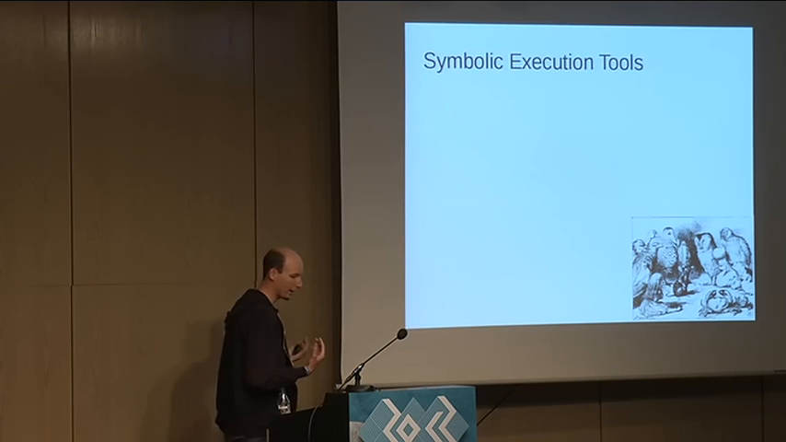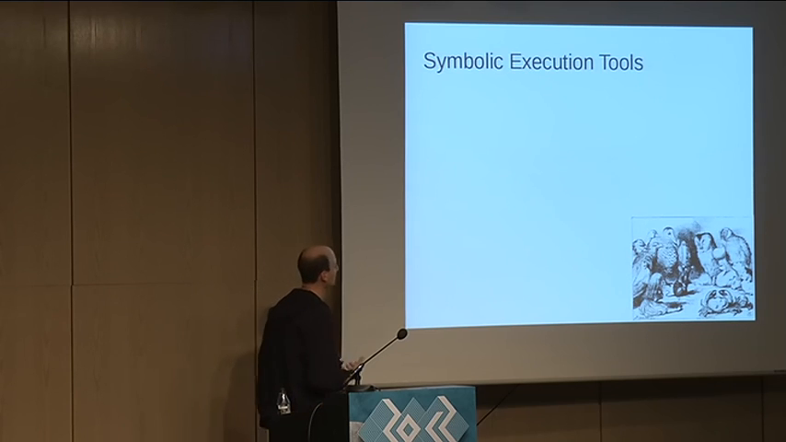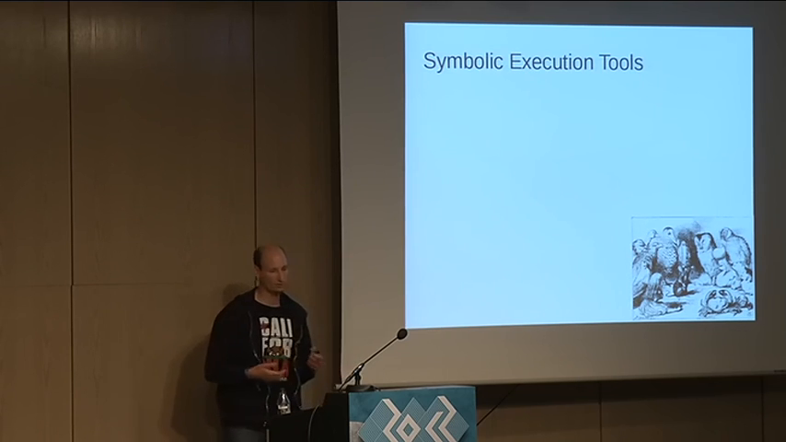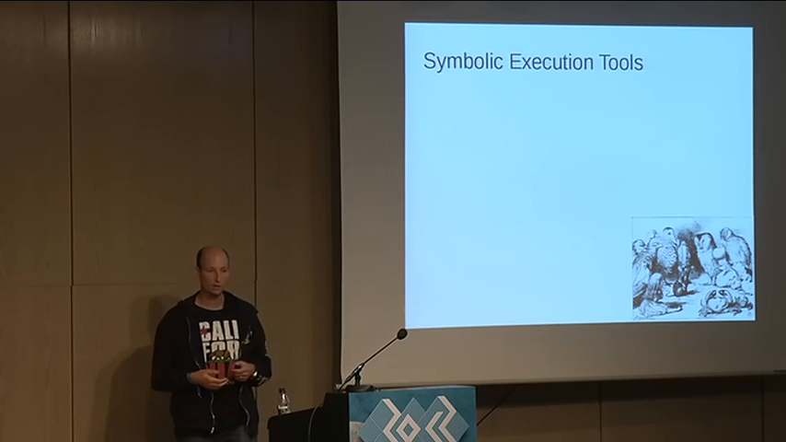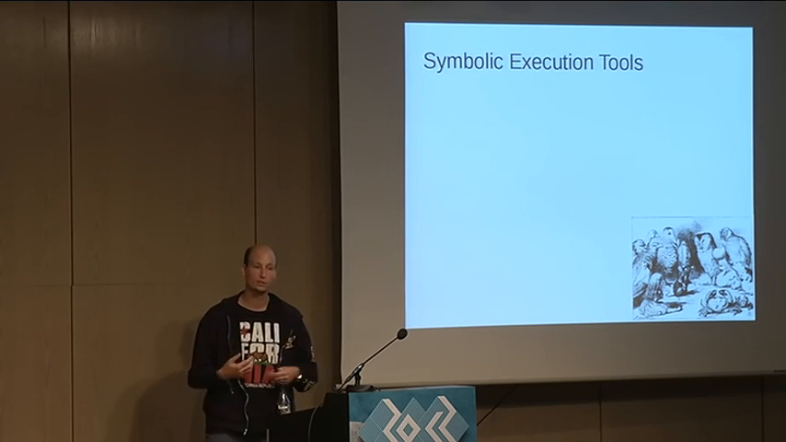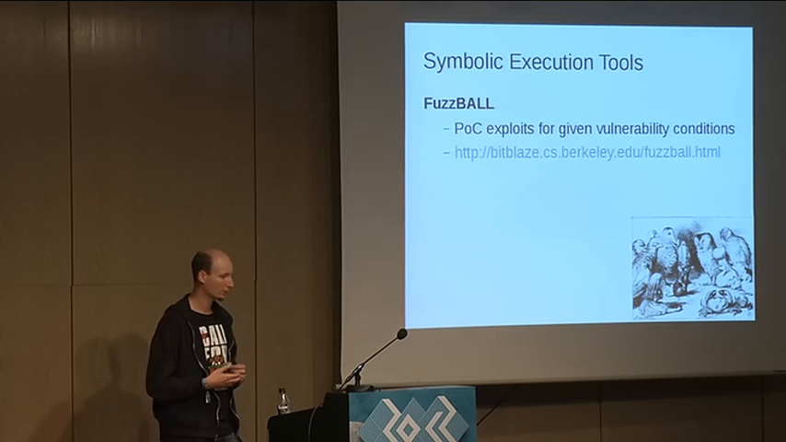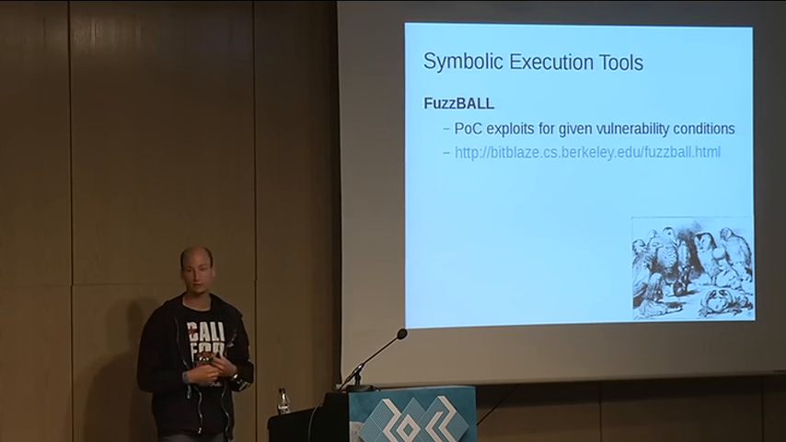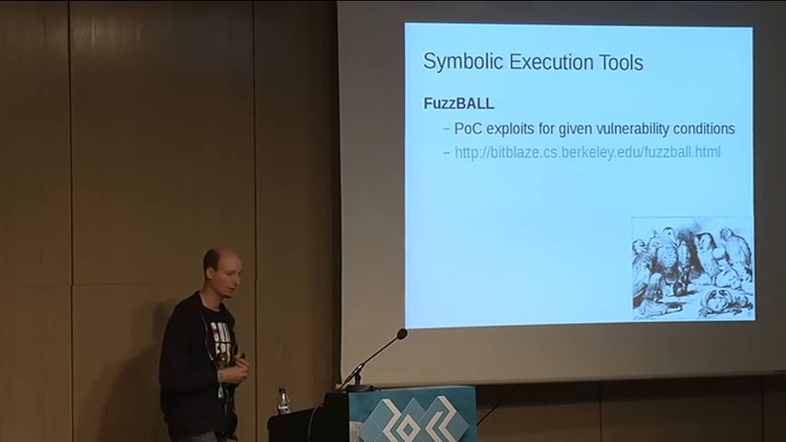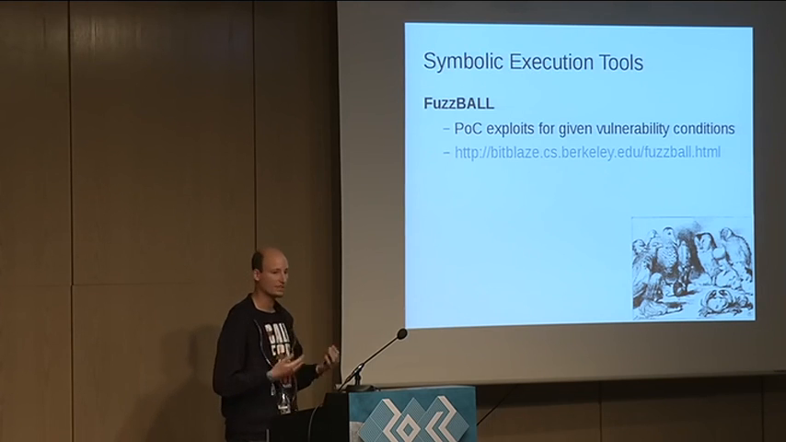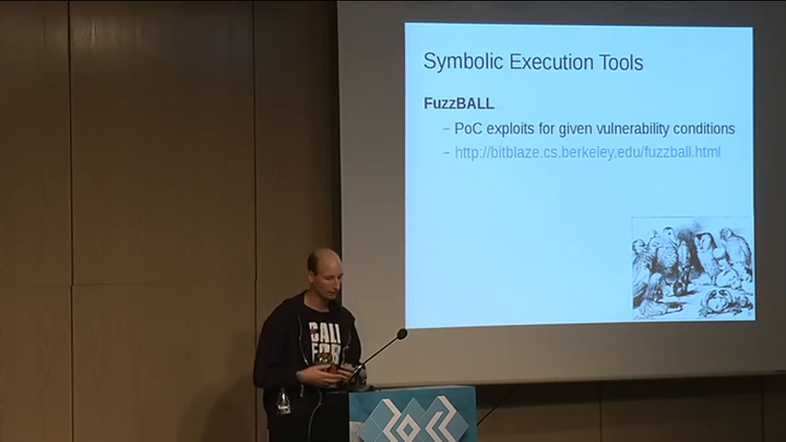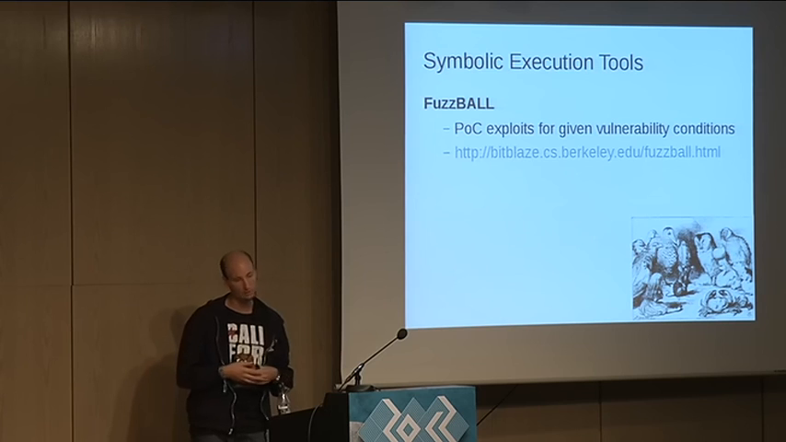What kind of tools are out there? What does the gang look like that we have? There are three major symbolic execution tools that all cater to different needs. One of them is Fuzzball, the one that we developed at UC Berkeley. And we are selling it as a tool for proof of concept exploit generation.